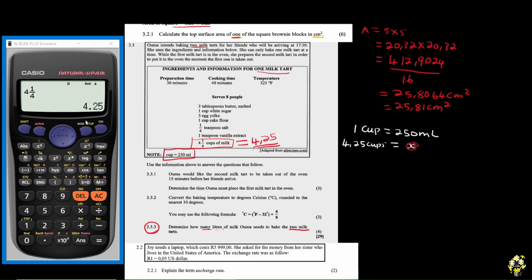So again, 1 and x must be gone. If they are sitting across, we multiply them. So we're going to say 4.25 multiplied by 250. Now what do we get when we go to our calculator? Again, you can simply say multiply by 250. And now you're going to get 1062.5 milliliters. The question didn't say you have to give the answer in milliliters. The question said that the answer should be in liters.